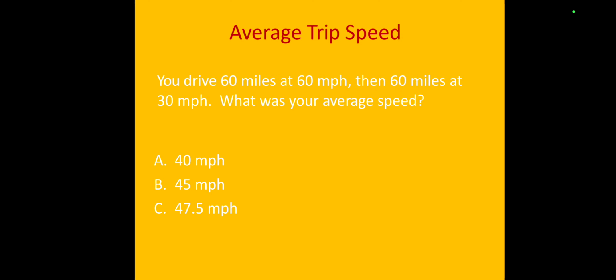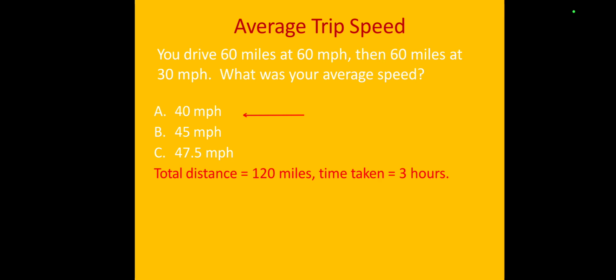Here is an average speed example. If you drive 60 miles at 60 miles per hour, then 60 miles at 30 miles per hour, what was your average speed? Okay, traveling 60 miles at 60 mph takes one hour. But to cover 60 miles at 30 miles per hour, it will take double, two hours. So we have 60 plus 60 divided by 1 plus 2, that is 3. So we get this value, which is nothing but 40 miles per hour.